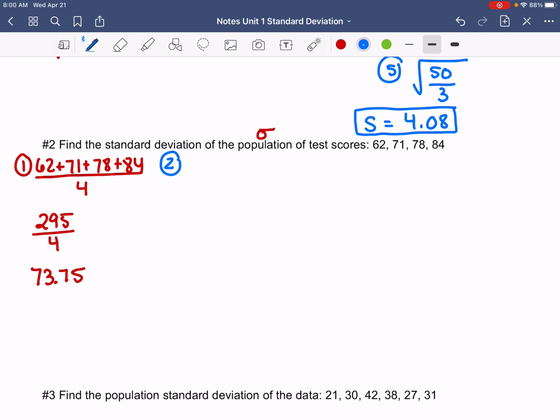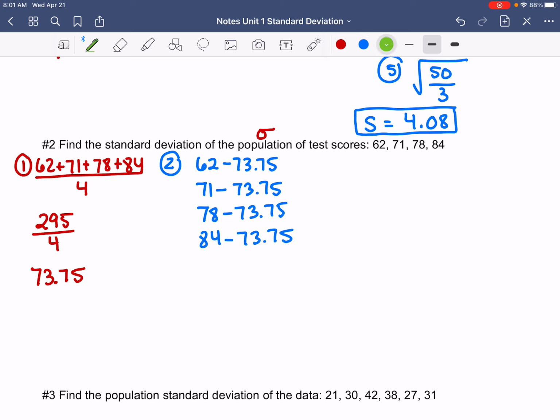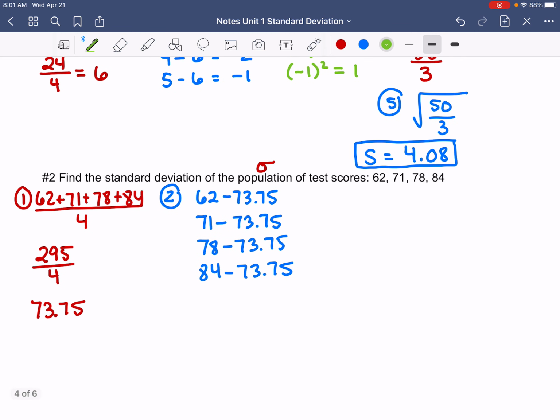I'm going to combine step 1 and step 2 together. So I'm going to take my data piece, 62 minus 73.75. Then my second data piece, 71 minus 73.75, and then 78 minus 73.75, and then 84 minus 73.75. But I'm also going to combine it with step 3, which is the squaring one. So I'm going to square all of these answers in my calculator so that I don't have to write down those answers twice.